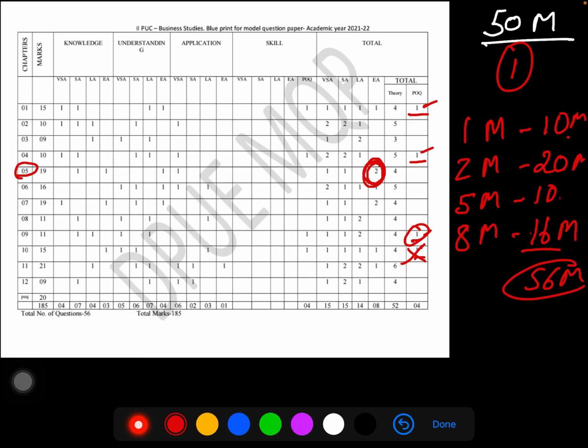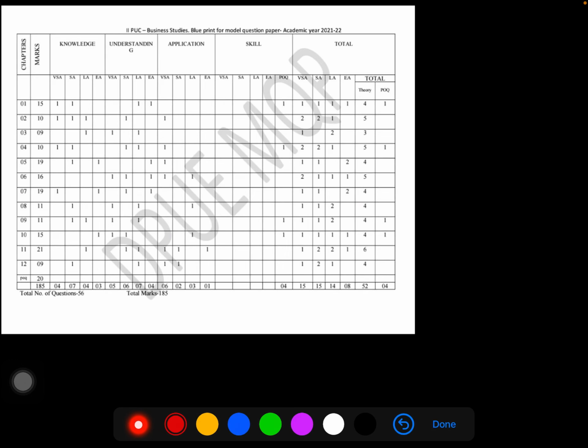If you think it's difficult, you can skip this. But for the safer side, preparing a few extra questions is always good. So pick the 8 mark questions from the one chapter where you have 2 questions, which is the 5th chapter. Read all the 8 mark questions and you will get 16. So your score will be 56. Perfect 56. If you are not getting that, at least you will get 50. It is one of the easiest methods. It's the first strategy to score 50 marks.